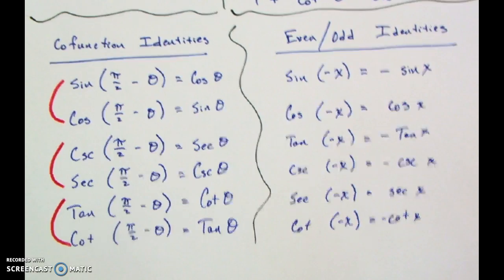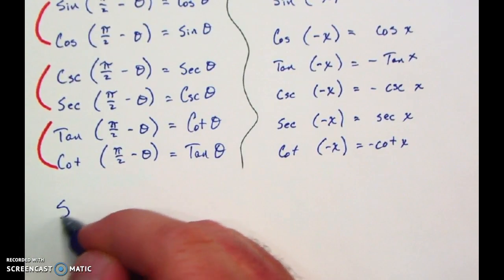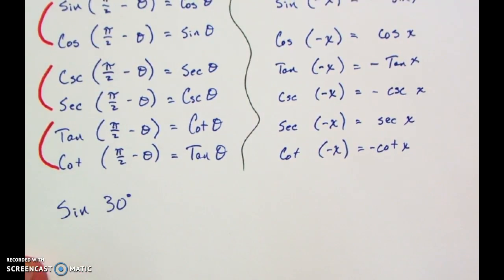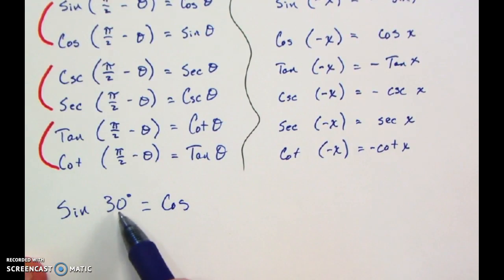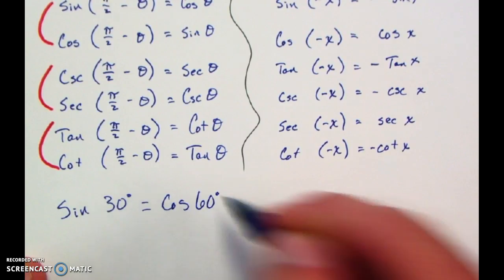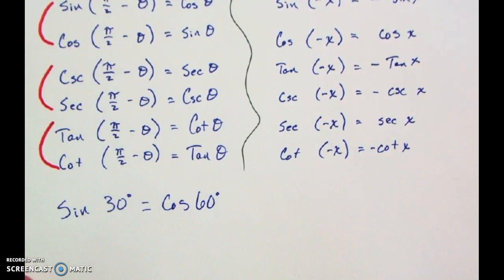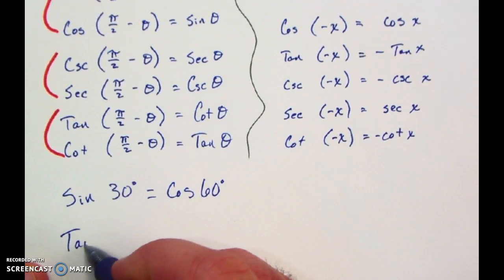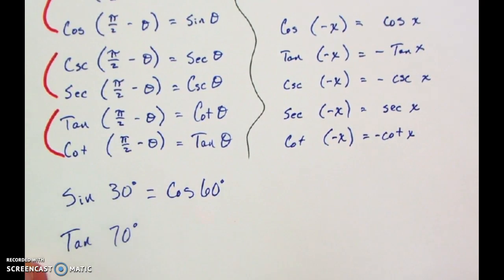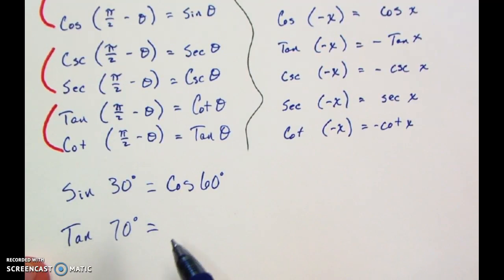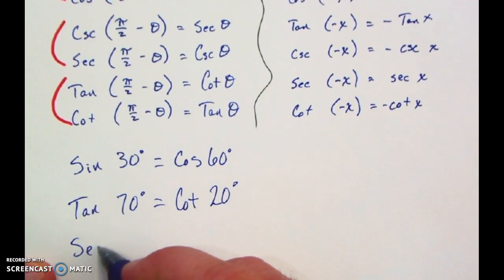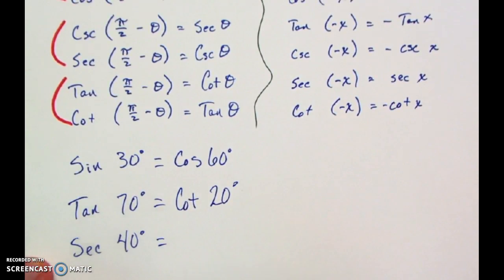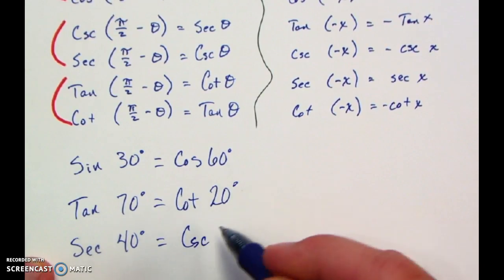Now, another way that we could write this down is we know that the sine of 30 degrees would be equal to the cosine, because those are cofunctions, of the complementary angle, which would be 60 degrees. And that's stuff that we've seen on our unit circle. We could say the same thing for any set of complementary angles. For example, tangent of 70 degrees would be equal to our cofunction, cotangent, of the complementary angle, 20 degrees. Or we could take secant of 40 degrees, and that would be equal to the cosecant of 50 degrees.